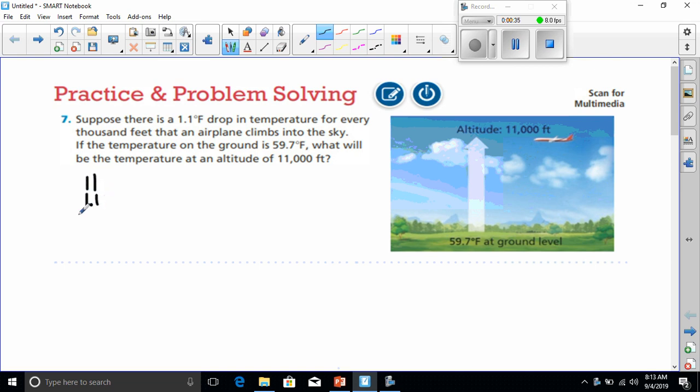If we do that, we can see that we have 1 here, put a 0 there, 1 here, and that's going to give us 121. And then we have to move that decimal over 1, so it'd be 12.1. Now we have to subtract that from 59.7.